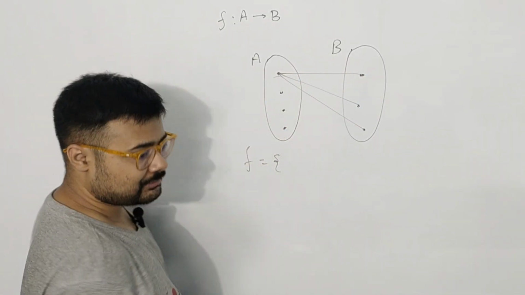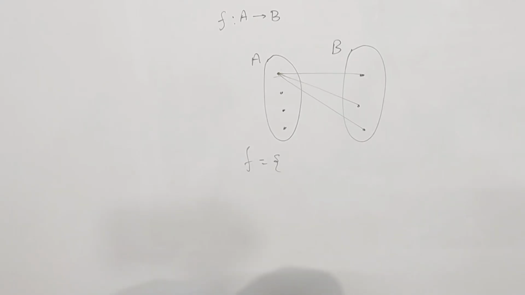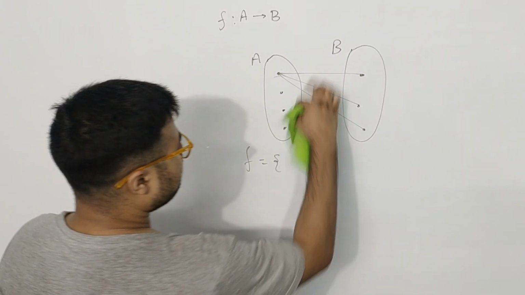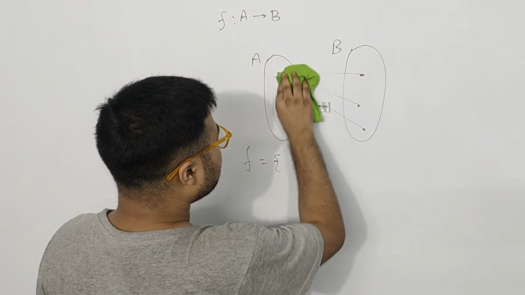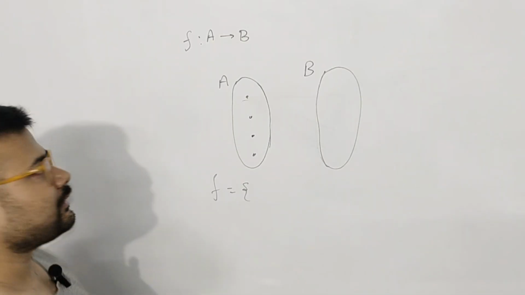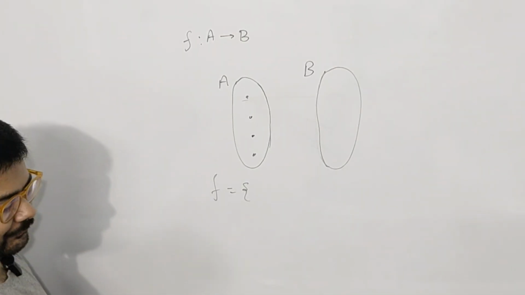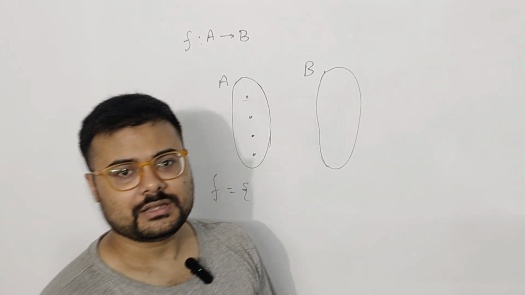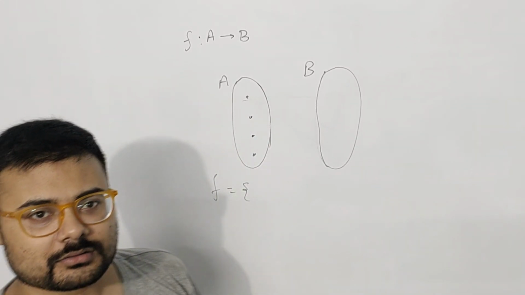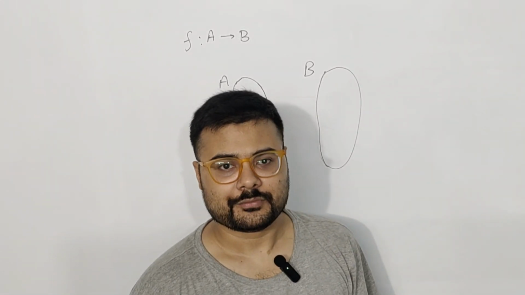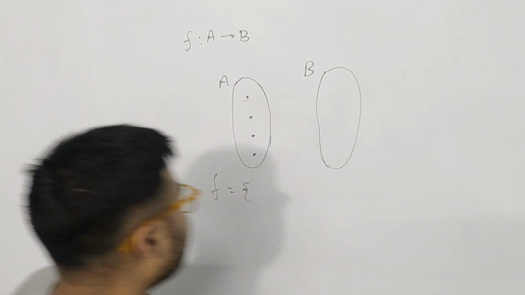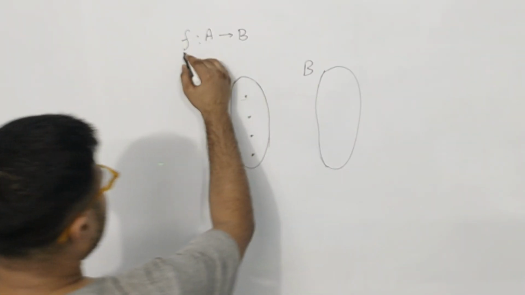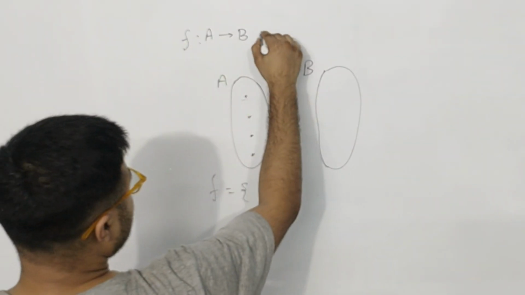If f is a function, so how am I writing a relation? A function is a special relation in which every element of A is uniquely mapped to an element of B. So f from A to B is a function.